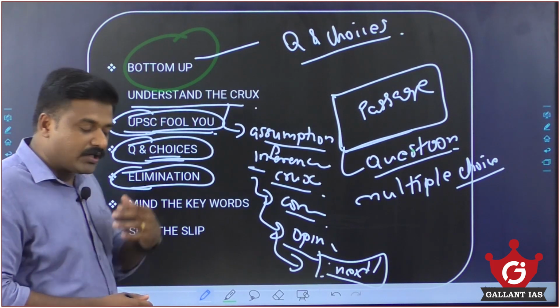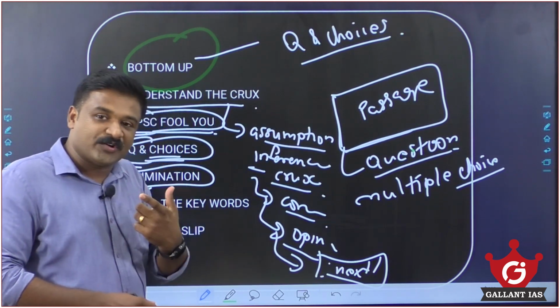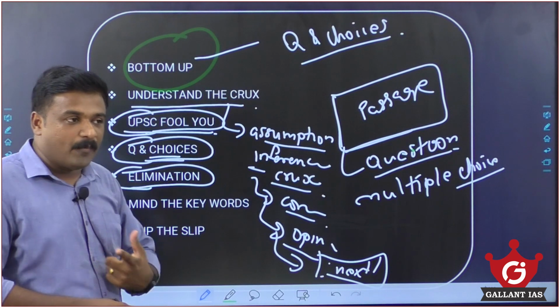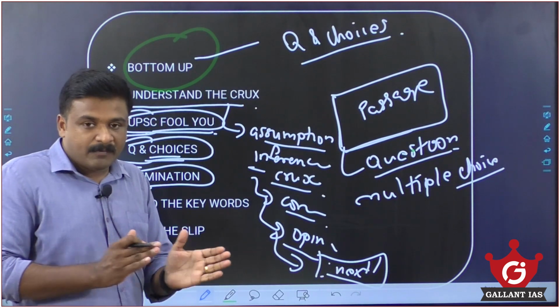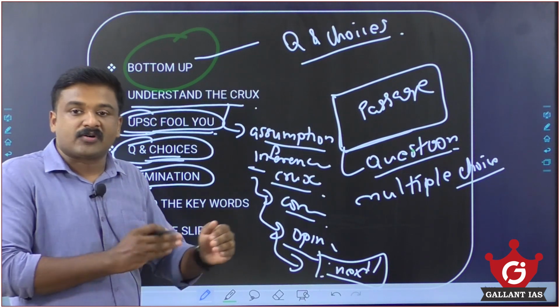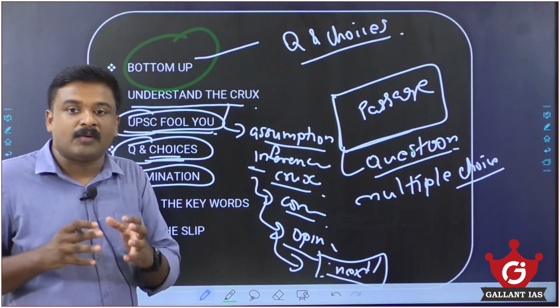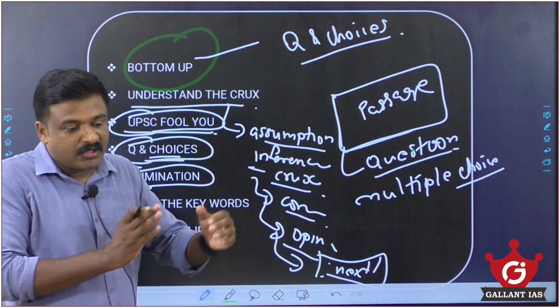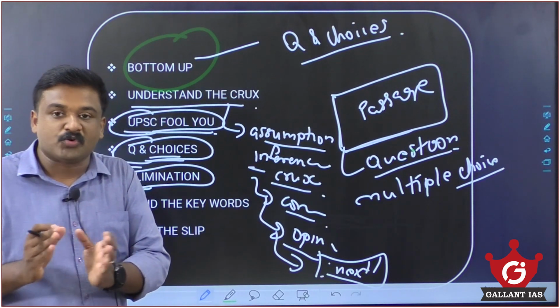Coming to comprehension, in many of my classes and videos I told you that, coming to the reading comprehension part or the CSAT passage part, your ultimate strategy has to be eliminating the wrong choices and reaching the most accurate one. Eliminate the wrong choices and come up with the most accurate one.